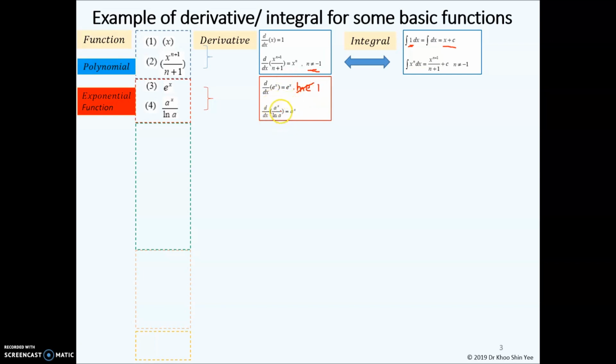By using the same approach, let's say you differentiate a^x over ln a. You should get the original formula a^x over ln a, and you have to multiply with ln a. Therefore, these two can be cancelled and you get a^x in this case.